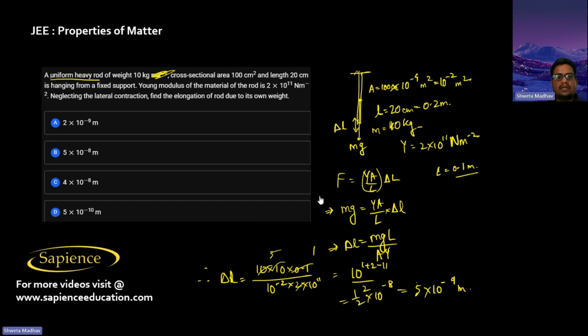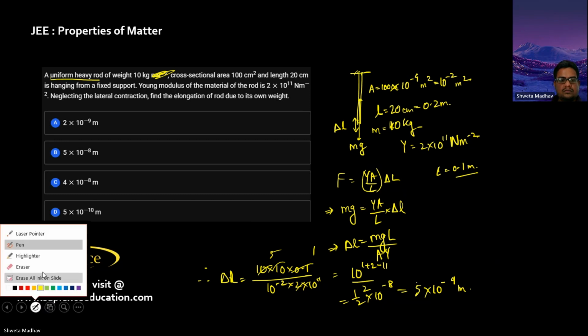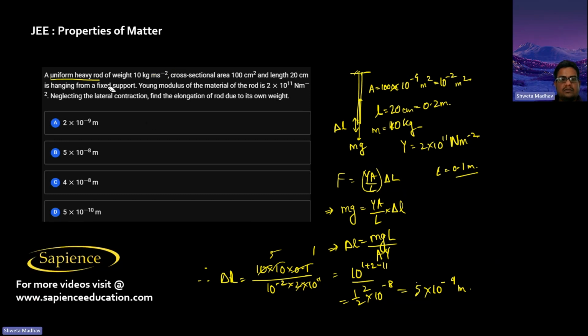The weight should be 10 kg meter per second square. Okay, kg meter per second square only you have to take. Since we know that kg meter per second square is Newton only, so the weight is 10 Newton. So the value of mg is only 10 Newton.